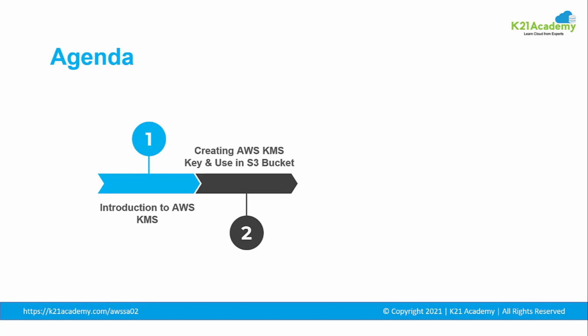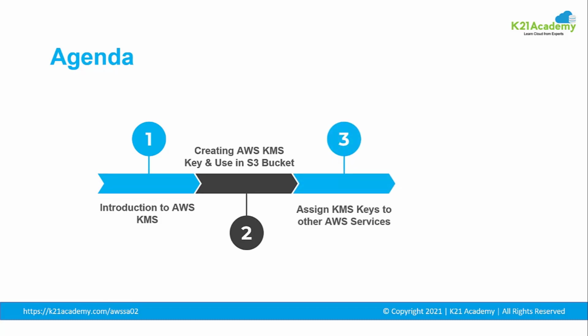Now let us take a quick glance at the agenda. Firstly, we will be introduced to AWS Key Management Service. And then we will see how to create an AWS KMS key and use it with an S3 bucket. So here we will be creating a KMS key and then we will assign the KMS key to an S3 bucket. Post that, we will be seeing how to assign KMS keys to other AWS services like EC2 instance, EBS volume, DynamoDB or RDS. And finally, at the end we will be seeing how to delete the KMS key which we have created.